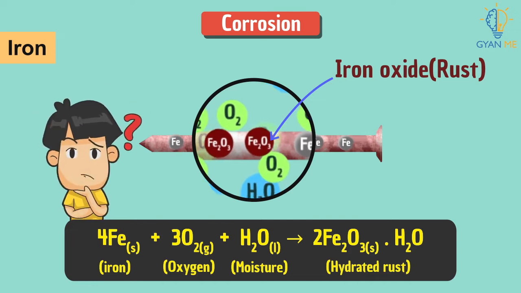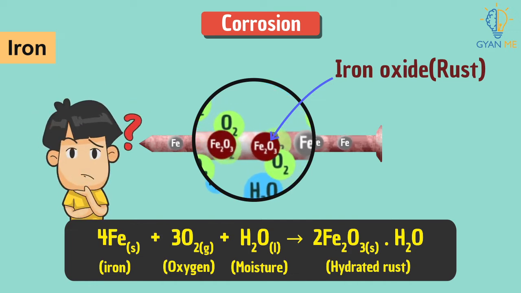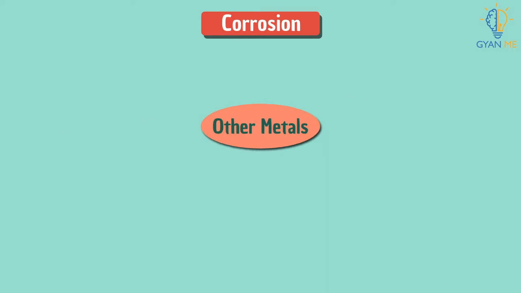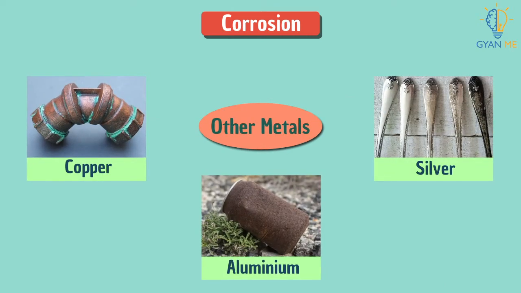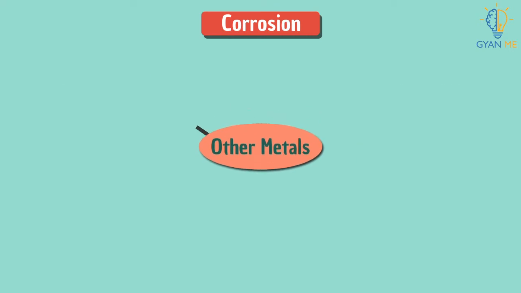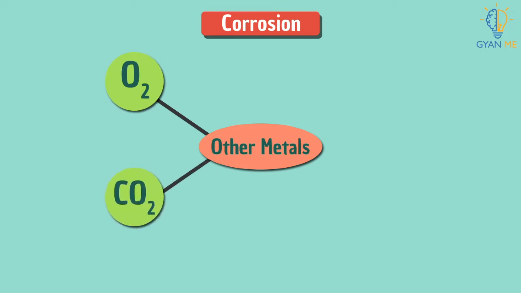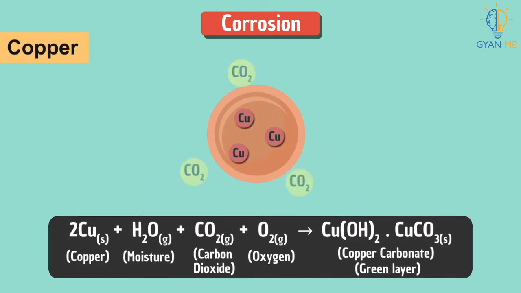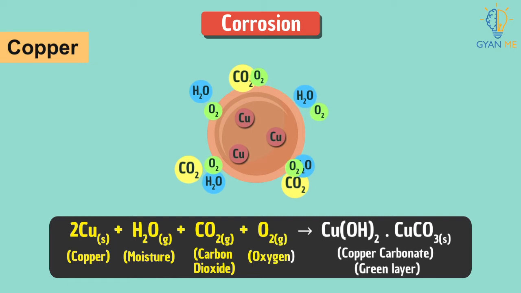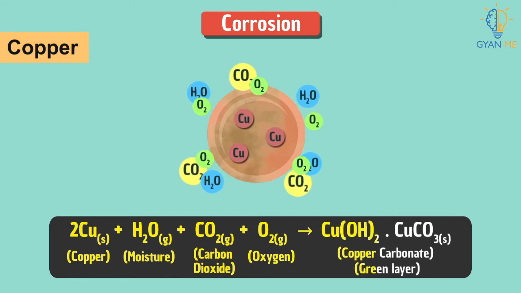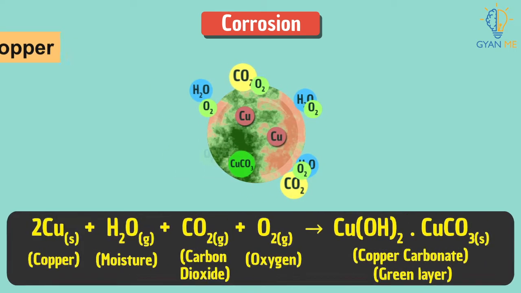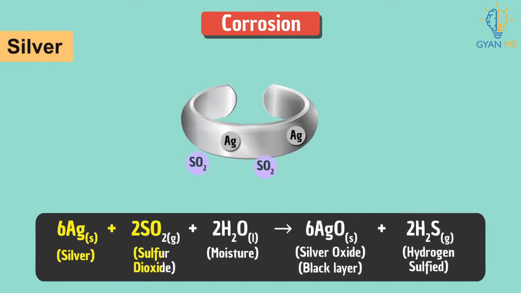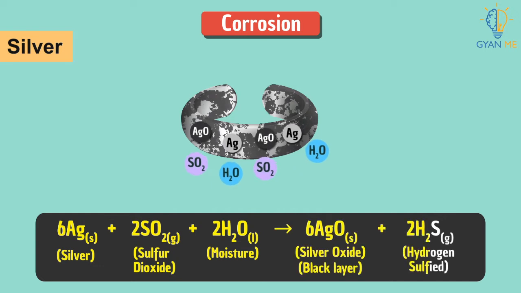So, does only iron get affected by corrosion? No. Other metals do get affected by the corrosion. Other metals do react with oxygen, carbon dioxide, acids, moisture, etc. and get corroded. For example, copper reacts with carbon dioxide, moisture and oxygen and gets a green layer on its surface, while silver gets corroded by sulfur dioxide and moisture and gets a black layer on its surface.